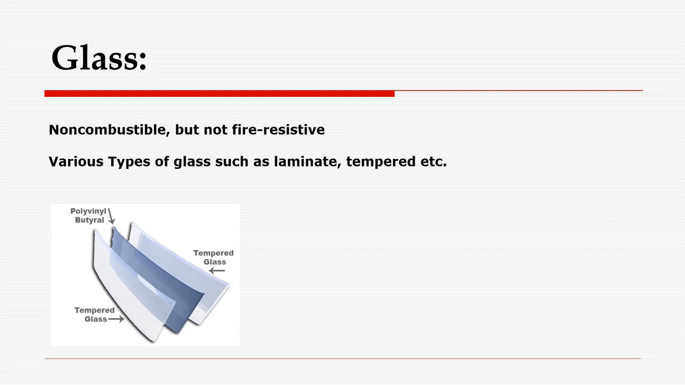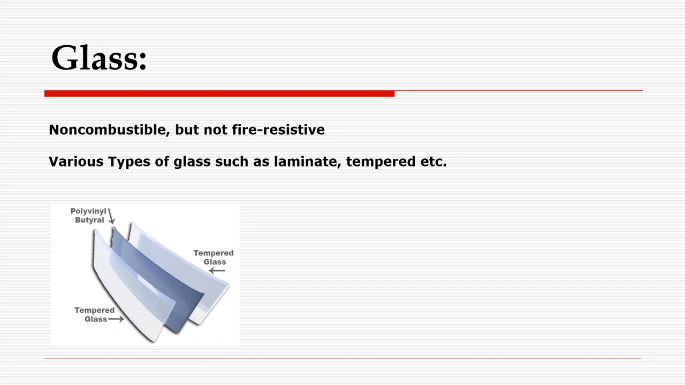Glass, there's different types of glass. Glass is usually non-combustible, it's not fire resistive. Various types of glass, such as laminate and tempered. You'll learn a little bit more about glass in your vehicle extrication class. But in this example here, it looks like you have tempered glass combined with a piece of laminate in the middle. Typically you find laminate on your front windshield, tempered on the sides, but nowadays you can find them just about anywhere.